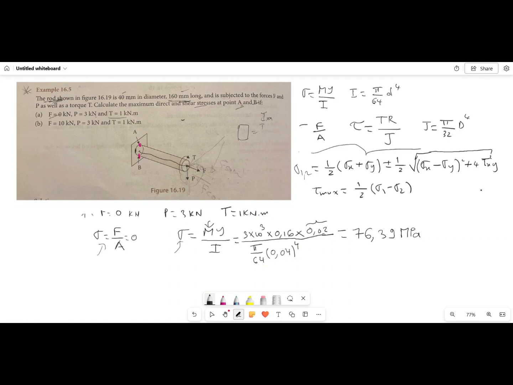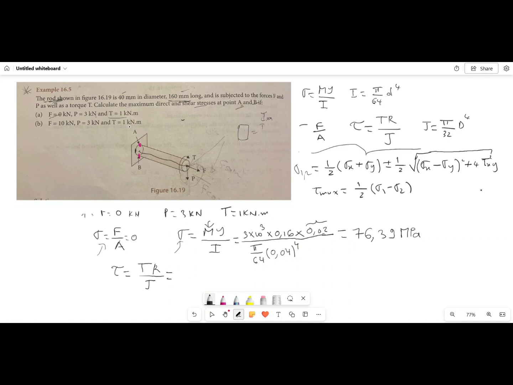Twisting force is twisting shear stress. It simply means that we are having a shear stress. So simply here, as easy as it is, you can say shear stress is equal to torque times R, which is again the radius, divided by polar moment of inertia. Sorry, what is torque here? Torque is 1 kilonewton meter.